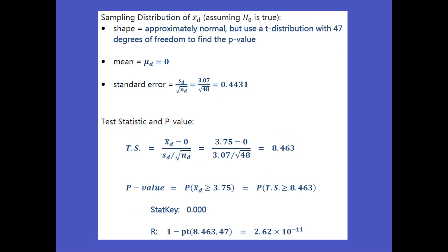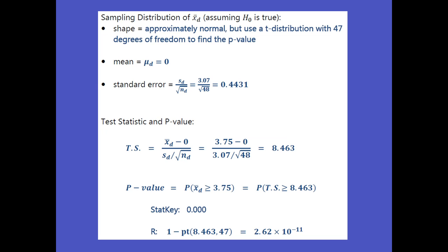If n sub d is 48, we need to use a t-distribution with 47 degrees of freedom to find the p-value. The mean will be 0 since that's what's in the null hypothesis. And the standard error of the sampling distribution, just using the given values, we can compute it to be 0.4431. The test statistic will be 3.75 minus 0 divided by that standard error. And to 3 places, it's 8.463 if you don't round off any intermediate steps.